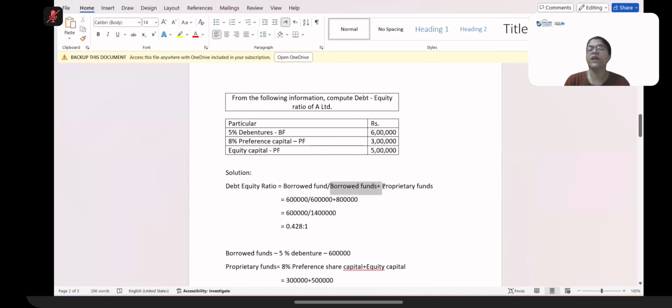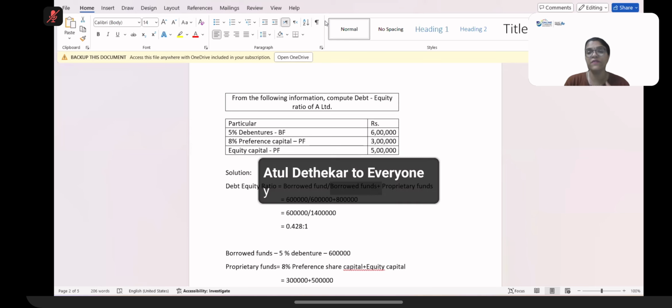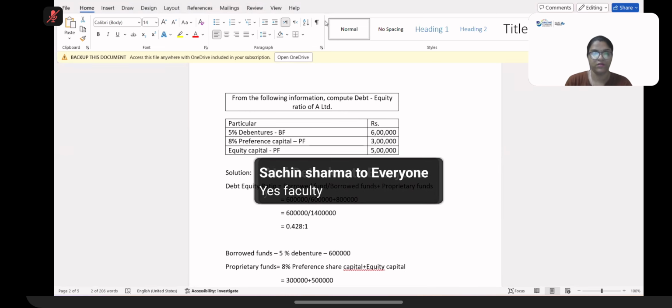This is the formula. It's not given by me. Yes, you can put it in bracket also, no problem.